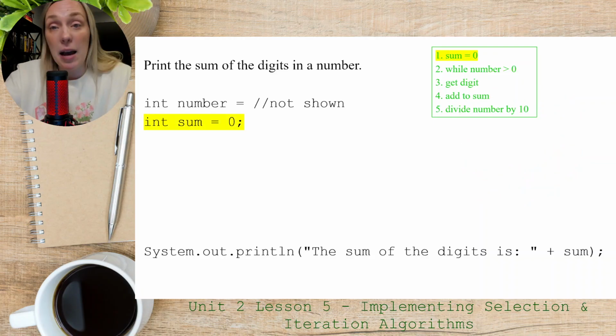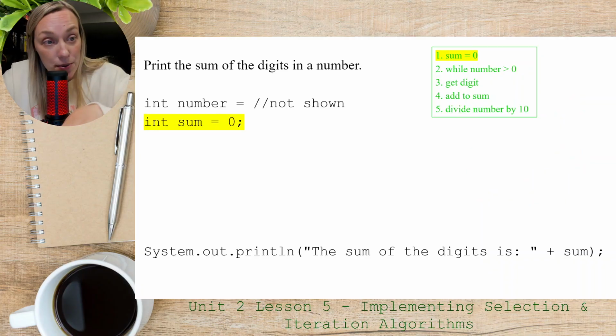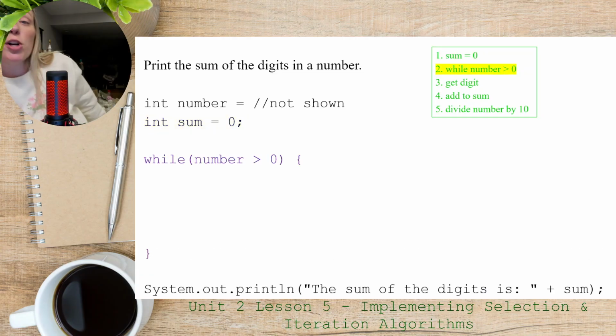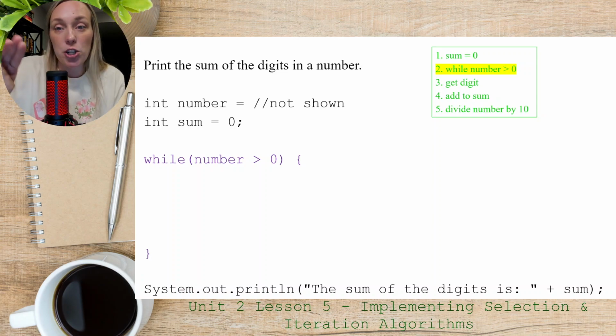And those are my steps. Those are my algorithm steps. I wrote them off 1, 2, 3, 4, 5. And now I'm going to put the code to that. So sum starts off as 0 while number greater than 0. So what am I going to do? I'm going to do these 3 steps.